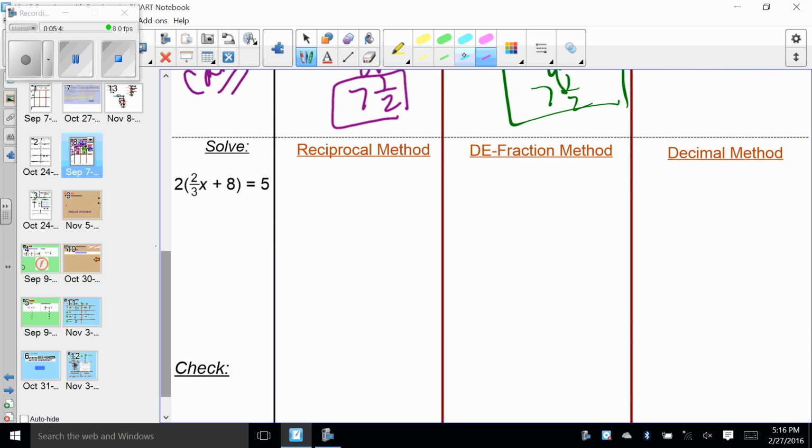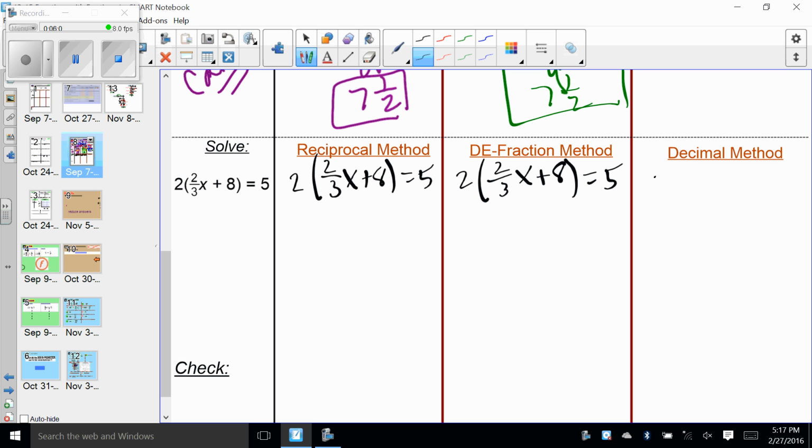Okay, so now we're going to do the same thing down here 3 different ways, the same problem. So I'm going to write it 3 different times. 2 multiplied by 2/3 x plus 8 equals 5. Defraction, 2 multiplied by 2/3 x plus 8 equals 5. And then 2 multiplied by 2/3 x plus 8 equals 5.